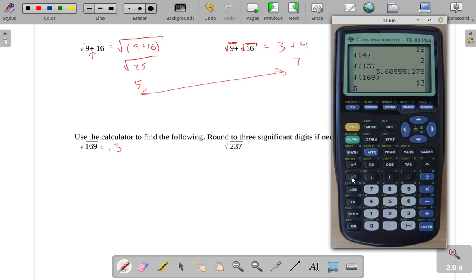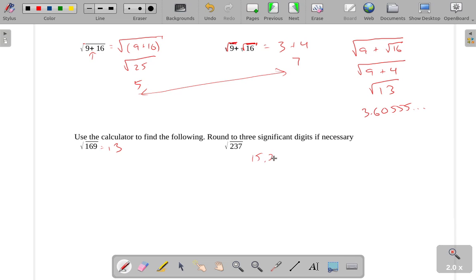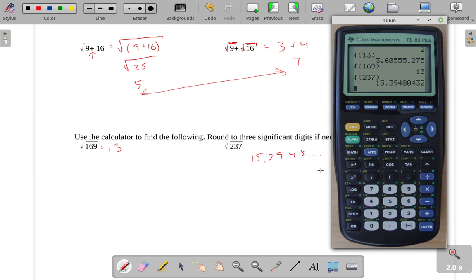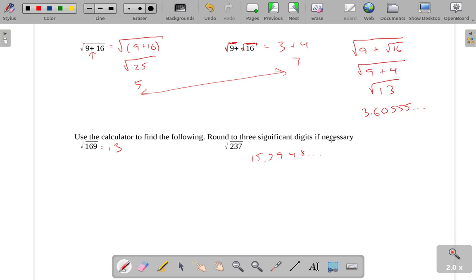But the square root of 237, when I do this, it gives me 15.3948. In this example, it says to round to 3 significant digits. Remember, 3 significant digits are not counted the same as just saying 3 decimal places. 3 significant digits, that would be 1, 2, 3. This would be the 3rd significant digit, which means I'd have to cut it off here, so I would round this off to 15.4.